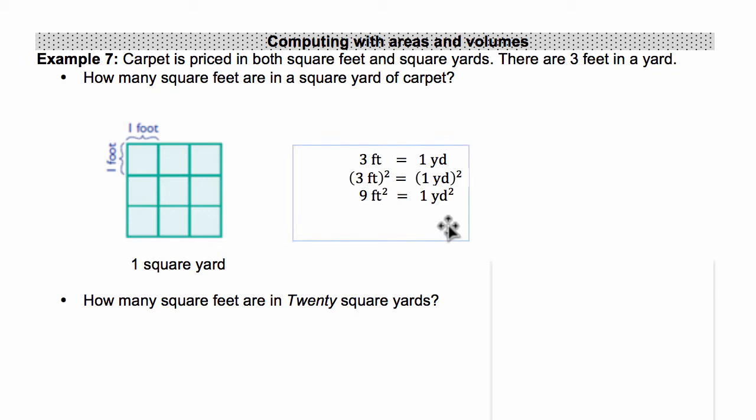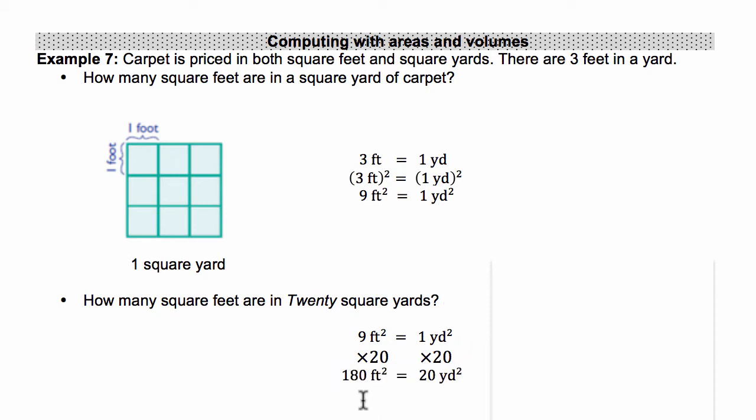We have 9 square feet equals 1 square yard. To find how many square feet are in 20 square yards, let's use this equation and multiply both sides by 20. Now we will have something is equal to 20 square yards, and that will answer our question. Note, 9 times 20 is 180, so 180 square feet equals 20 square yards.